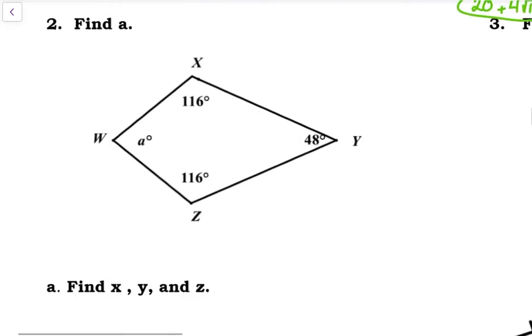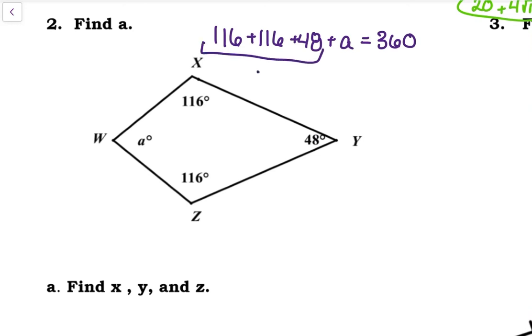Whew. For number 2, I just need to find this missing angle. Since it is a quadrilateral, I know that it's all going to add up to 360 degrees. So I'm going to add all my angles up and set it equal to 360. So 116 plus 116 plus 48 plus A has to equal 360. It's a quadrilateral, should have 360 degrees. Add those 3 numbers together and I get 280. Plus A is equal to 360. I'll subtract that 280 over. And I get A is equal to 80.